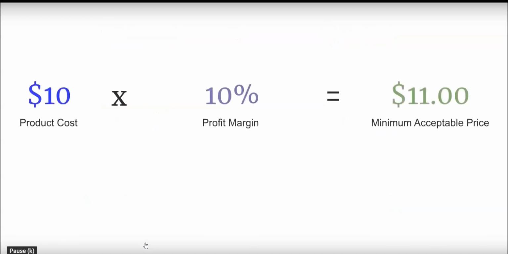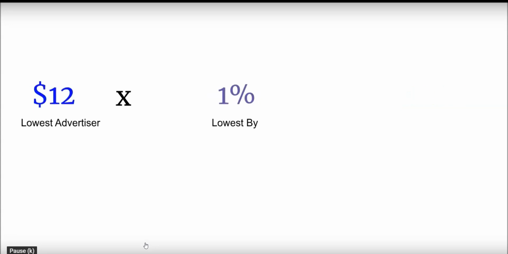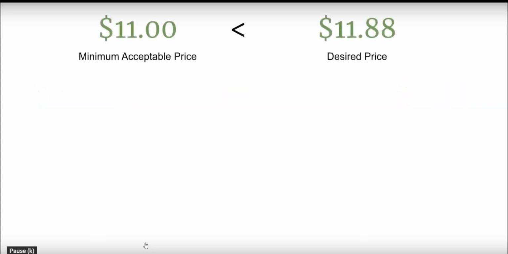Now let's take one last example. Our product cost is $10. We want a minimum profit margin of 10%, giving us a minimum acceptable price of $11. The lowest advertiser is priced at $12, and we want the lowest price by 1%. This gives us a desired price of $11.88. In this example, the minimum acceptable price is less than the desired price.